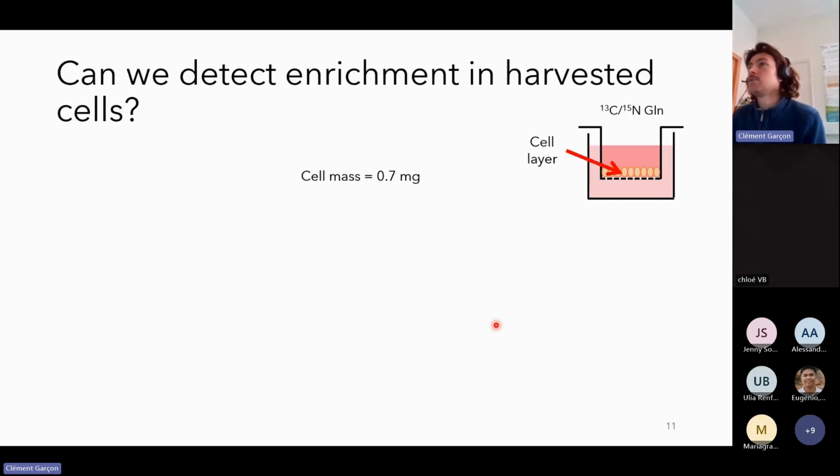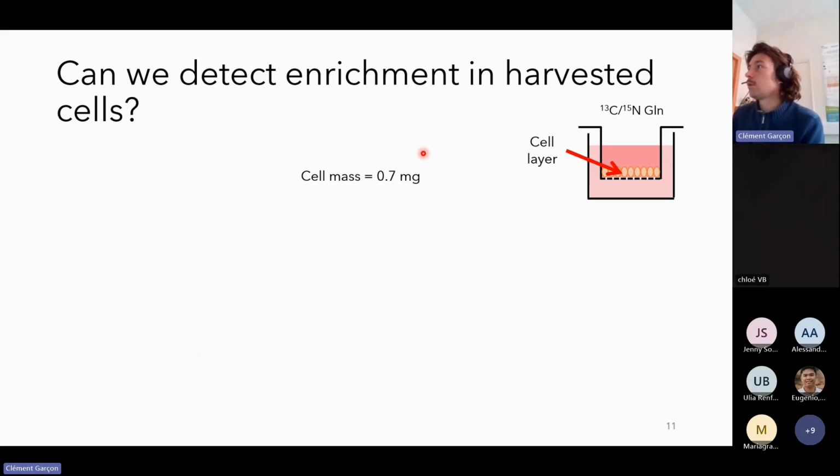So then the question was, can we measure something in the harvested cells? As I was saying, we are harvesting just the cell layer here to measure the amount of carbon and nitrogen, the label, that we find in this layer. And in terms of mass, it's just 0.7 milligram of dry weight. So it's very, very small sample. And we were wondering if we can even measure something in this and see something happening when doing our kinetics.